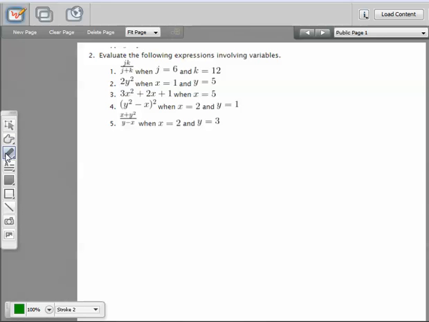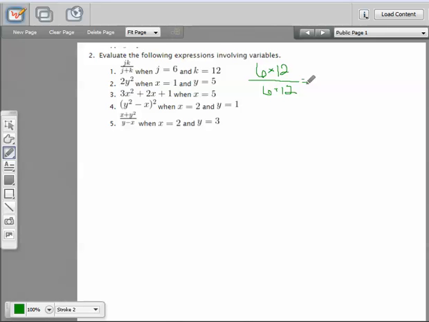For number 2, we're going to evaluate the following expressions involving variables. So the first thing we're going to do is we are going to use substitution. So I'll work number 1 in green over here, and let's substitute. We have 6 times 12 divided by 6 plus 12.